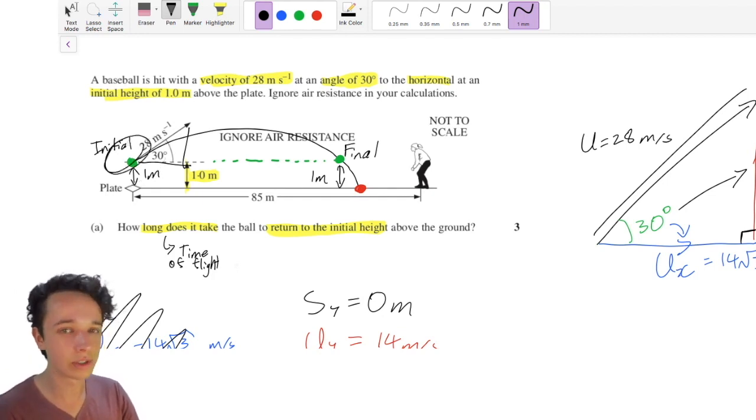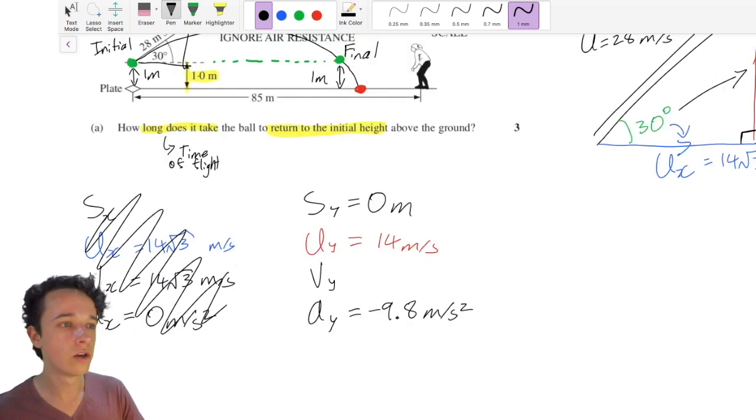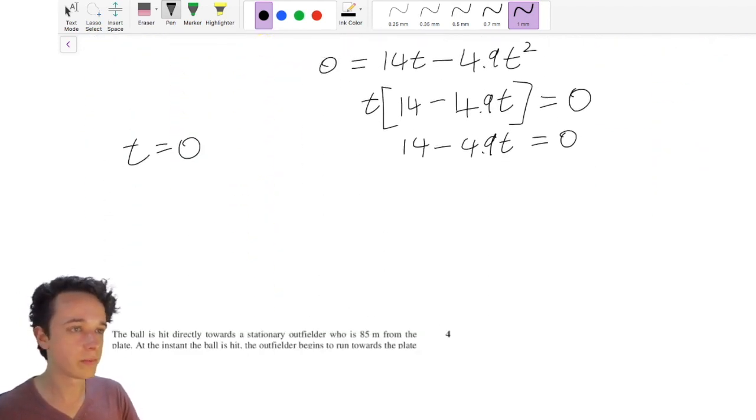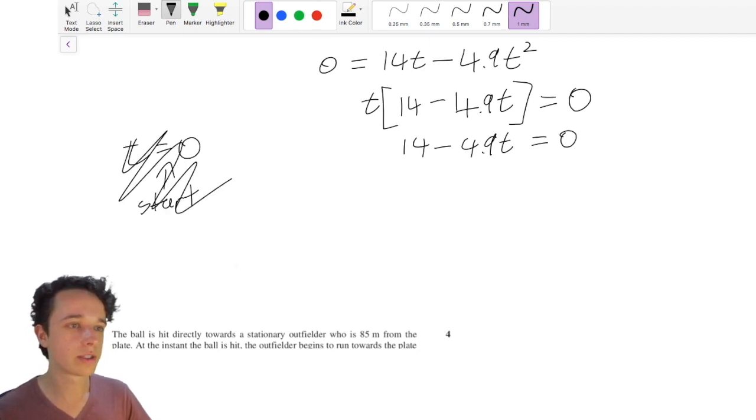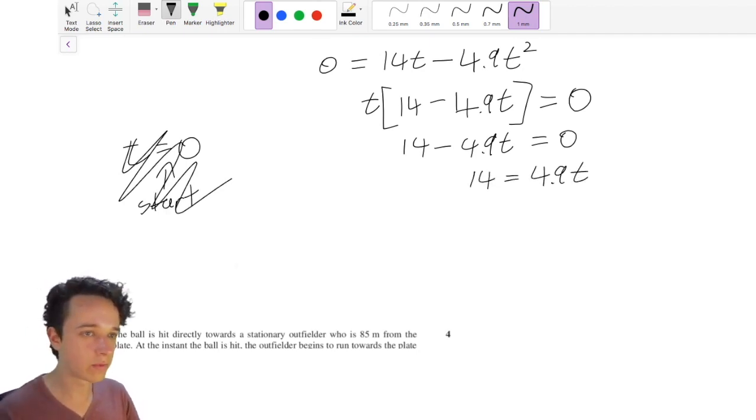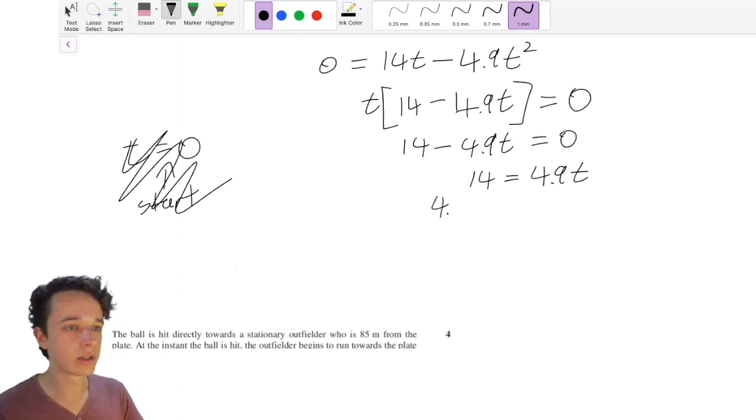That's the initial position. So we put in data saying that the displacement in the Y component is 0, and there are 2 points at which that is true, and that is why we are getting 2 values for time from this. So T equals 0 refers to the start, which we are not interested in. We can rewrite this as 14 equals 4.9T by adding 4.9T to both sides. We can switch the equation around so we have 4.9T is equal to 14.